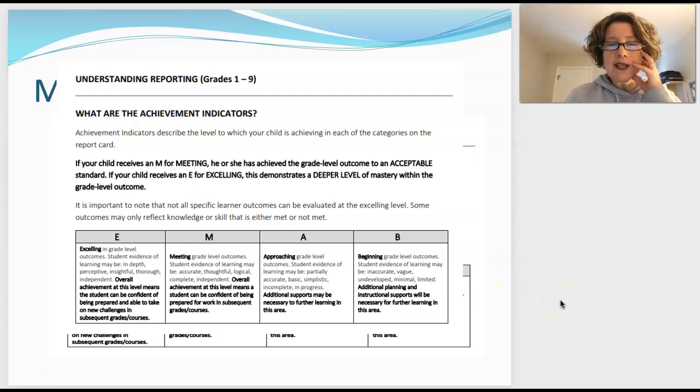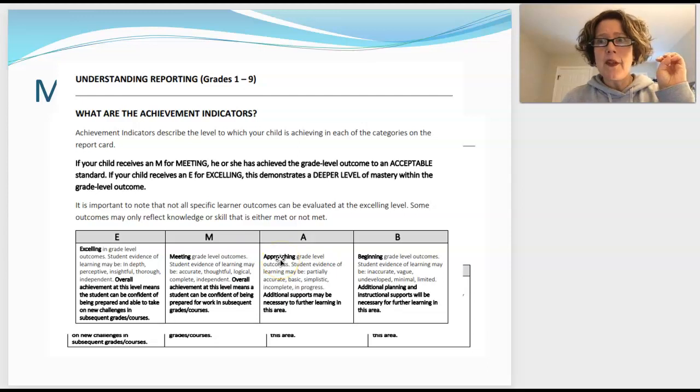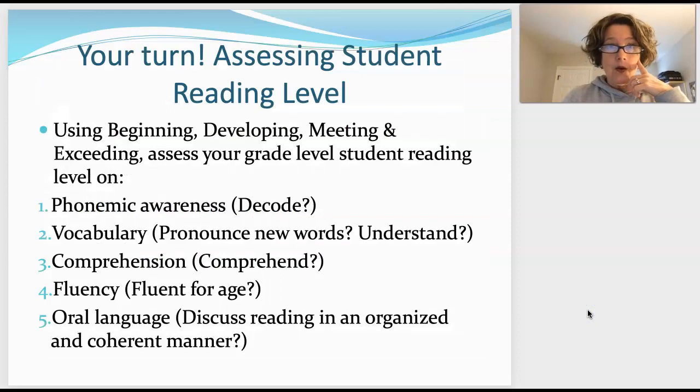So keep that. I actually thought this was an excellent summary of it, and I think it'll really help you when you get out there and you see EMAB. You'll hear teachers talk about EMAB. This is what they're referring to. EMAB. Here we go. So now it's time. I got ahead of myself.